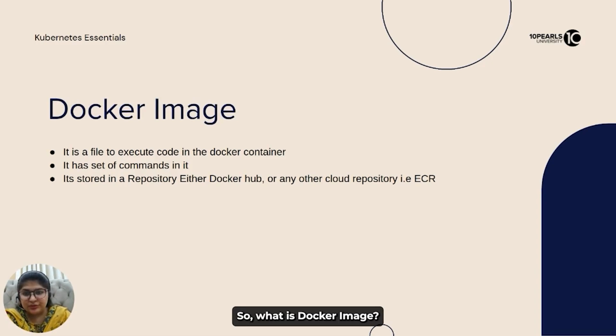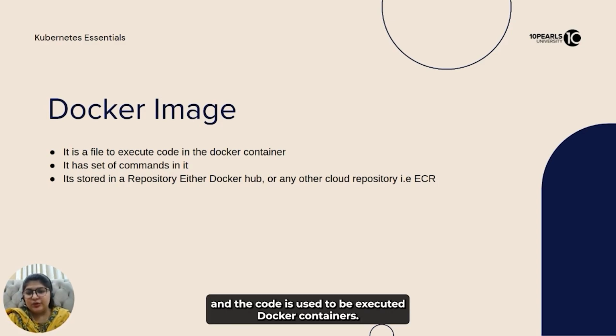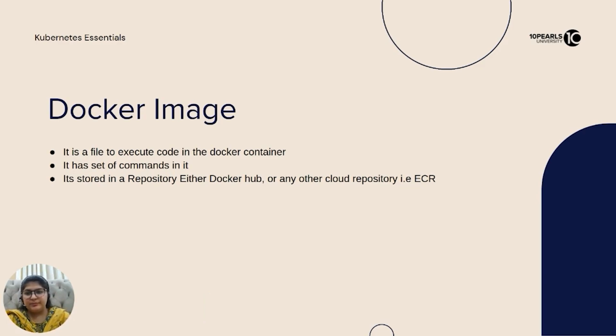What is a Docker image? A Docker image is a set of commands which are stored in a single file, and the code is used to be executed in Docker containers.